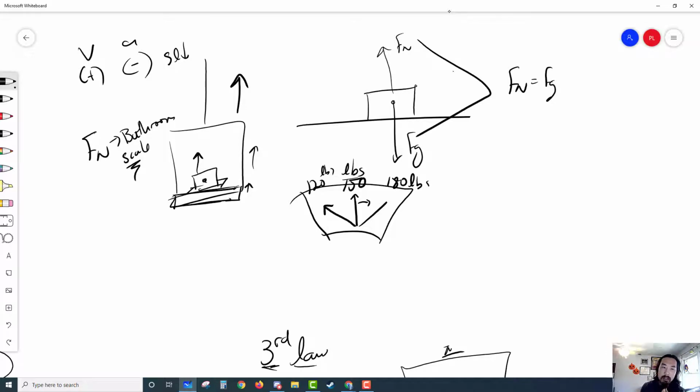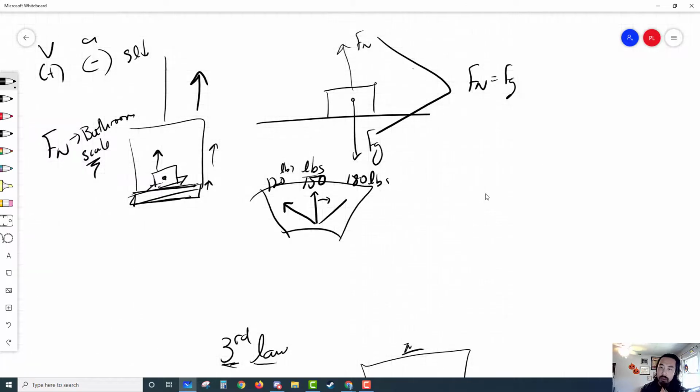All right, so this is elevator stuff. This is going up. Let's do the same thing, but in the reverse direction. Let's say we are on the, I don't know, the 60th floor, and we're about to go down. So here we are in the elevator, and I'm on a bathroom scale. That's me on the bathroom scale, and I'm about to move down.